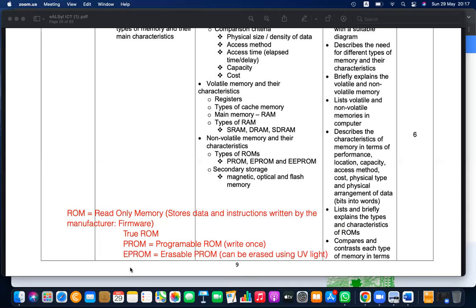Then there is another one, that is EEPROM. That is electronically erasable programmable read-only memory. Electronically means you can connect this to an electronic circuit and erase. No need to use UV light. So there is a special UV light eraser.